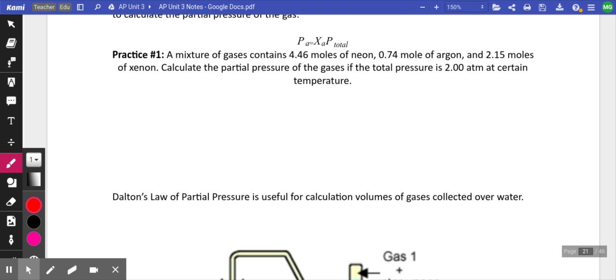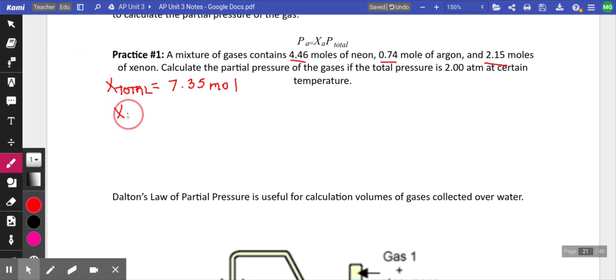I need to calculate the mole fraction for each of my substances in the mixture. So first I need to know the total moles of substances in the mixture. I'm going to find that total moles, which I'm going to call X total. So that's going to be my total number of moles, by adding together all of the moles in the problem. So I'll take 4.46 plus 0.74 plus 2.15, and that's going to show me that I have a total of 7.3 moles in the mixture. Then I can calculate the mole fraction of each gas individually.